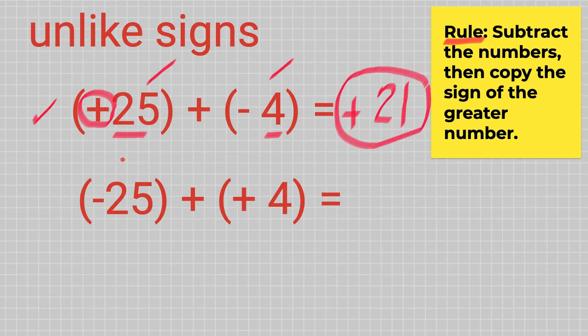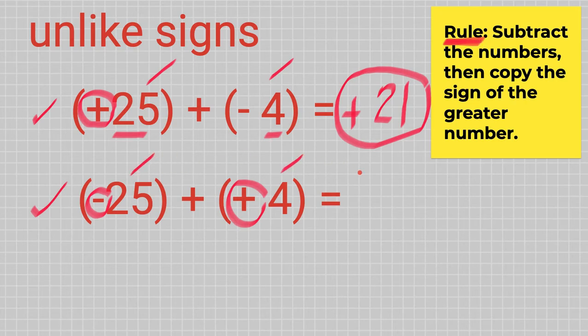Very good. Now let's have the second example. Okay, let's try to solve this one. Negative 25 plus positive 4. Are the signs the same? No, they are not the same because 25 is negative while 4 is positive. Wow, that's good. Nice observation. Now let's check. Since the signs are not the same, of course, we need to follow this rule here. So we have to subtract the numbers.